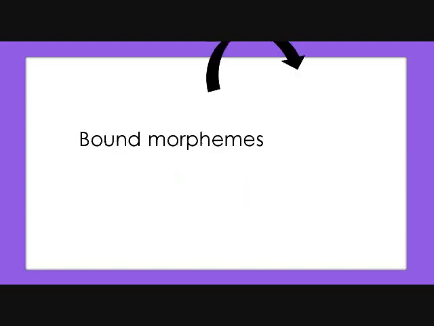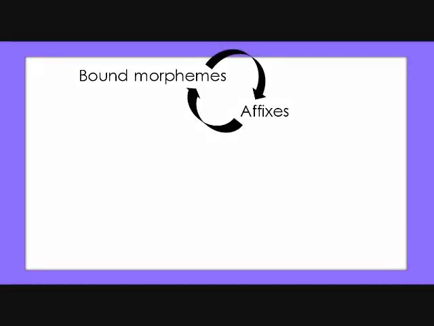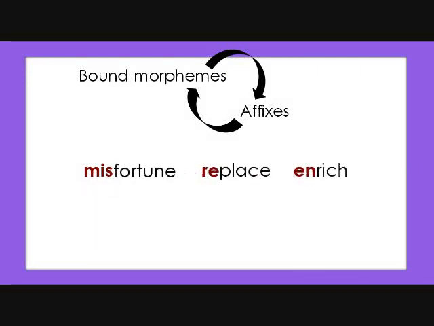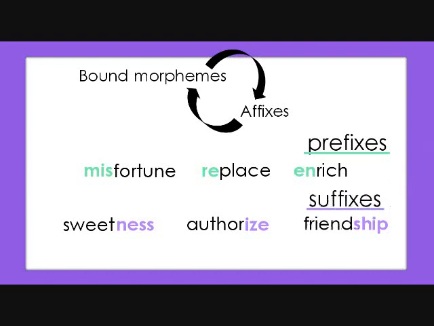Bound morphemes are also affixes, and affixes are bound morphemes. Have you noticed that some bound morphemes seen here go at the beginning of the word, and some others go at the end? Affixes cataloging let us know the position of the morphemes. In English, there are two types of affixes, the ones that go at the beginning, that are called prefixes, because they go at the beginning, and the ones that go at the end, that are called suffixes.